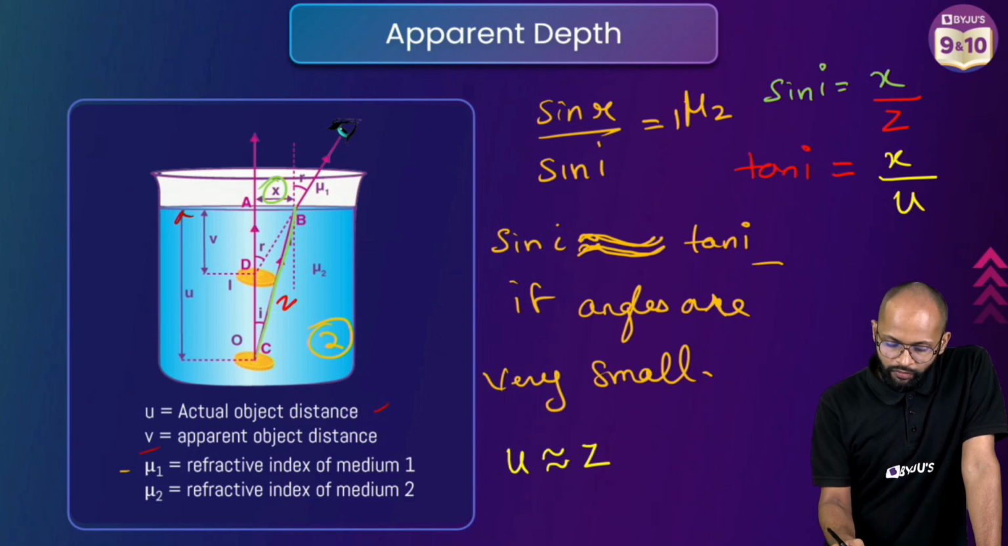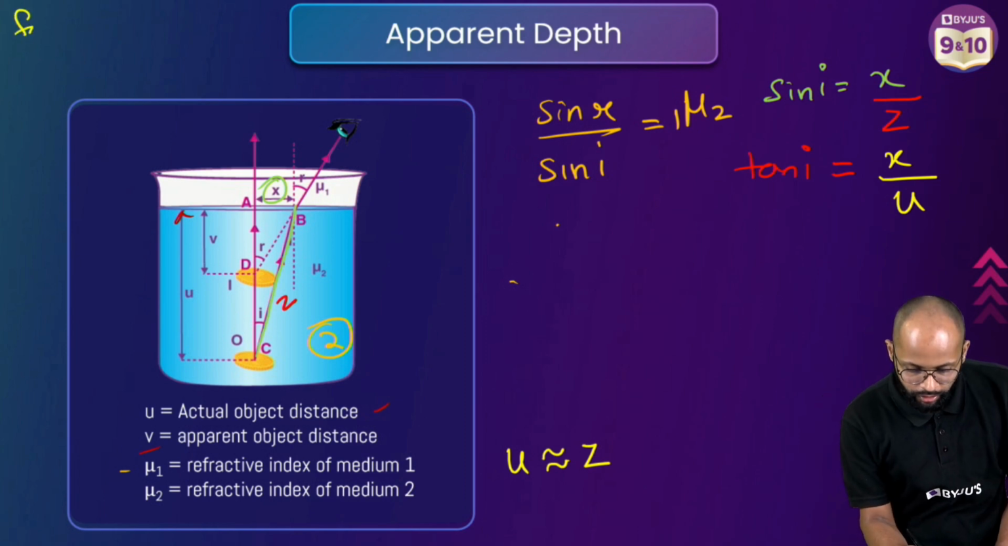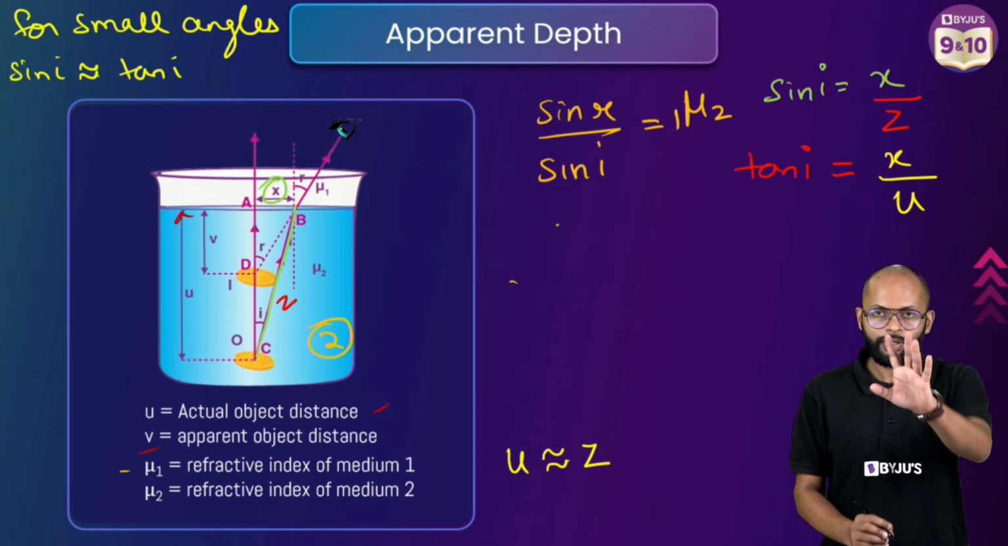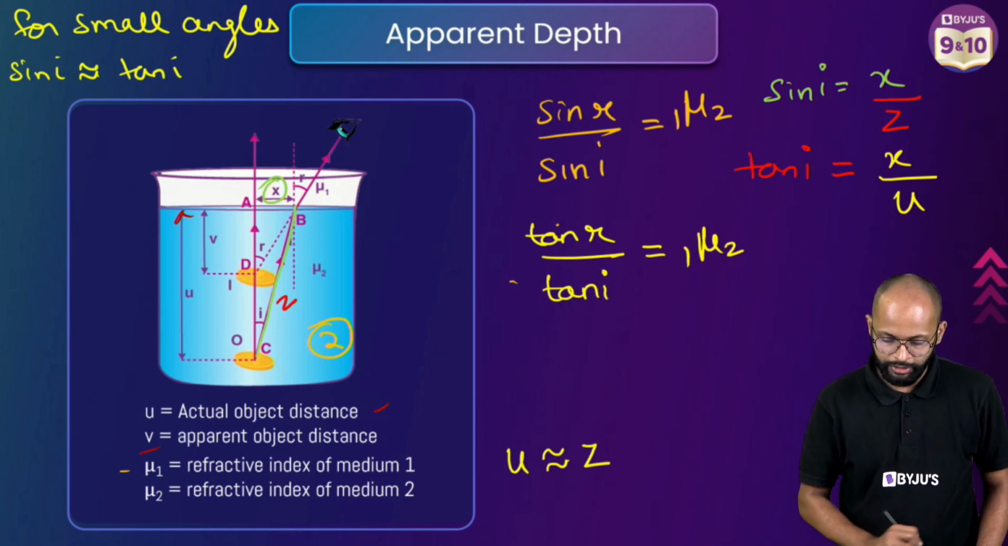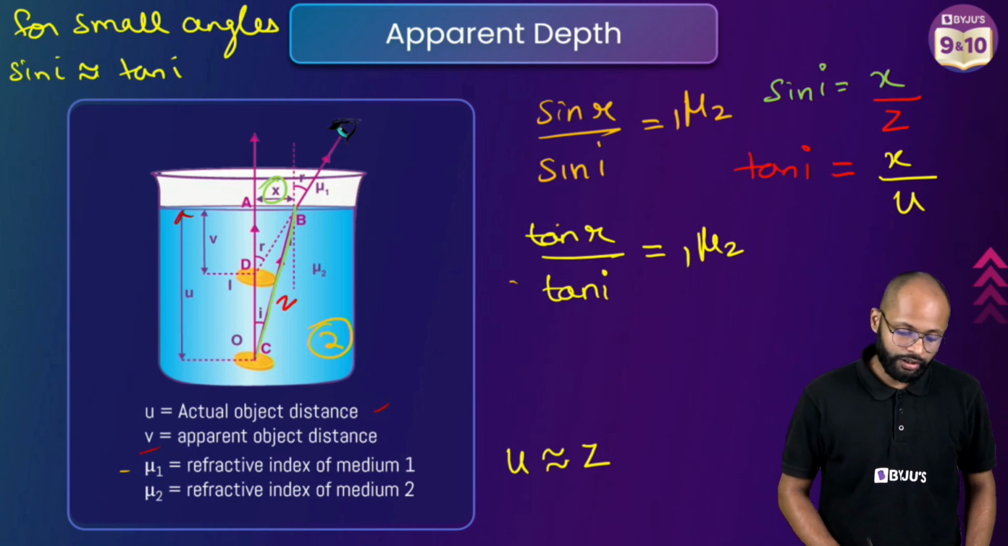So, the formula of refractive index, what can I say? This thing I'm writing over here: for small angles, sin I is almost equal to tan I. So the formula will become tan of I upon tan of R is equal to mu 2 to 1. So tan of I is x upon u.